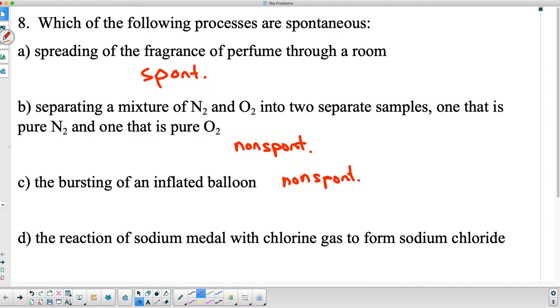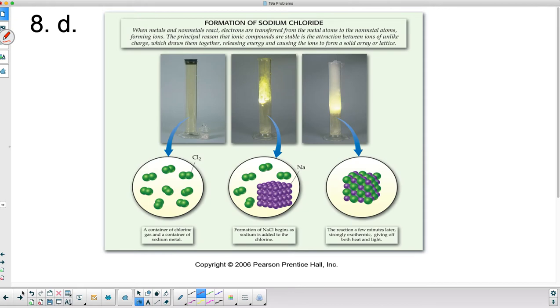Reaction of sodium metal with chlorine gas to form sodium chloride. Well, I actually have a picture of this. It's in chapter 8, where it says the formation of sodium chloride, where we're exchanging electrons from sodium to chlorine. And when that happens, we have this reaction. This reaction actually happens spontaneously. We only have to put these two together. Once we put them together, then it automatically happens.